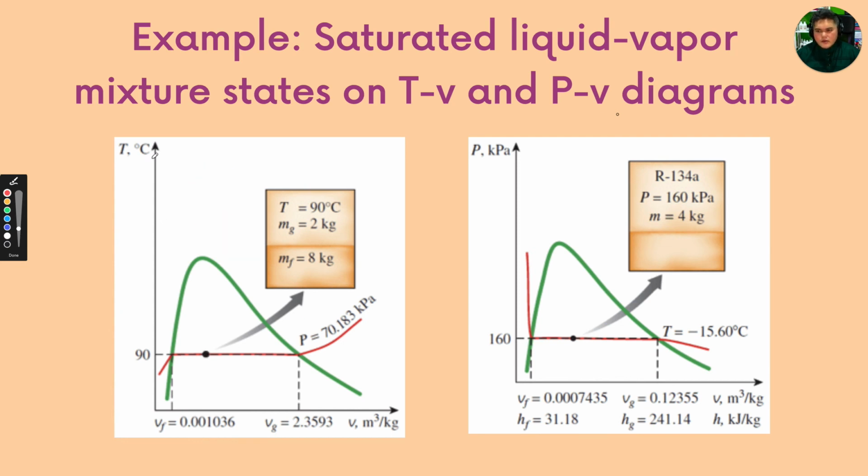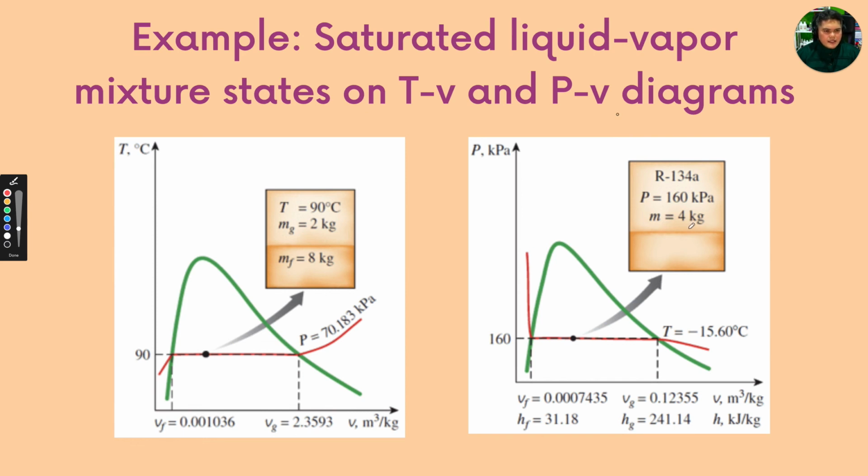In order to determine the V average, for example, we can just plug into the equation as I showed earlier. You plug in the X value, you know VF, and then you know VFG. VFG is actually the distance, the change VG minus VF. Then from here we can determine your V average. Similarly, we can work out the enthalpy or the internal energy here.